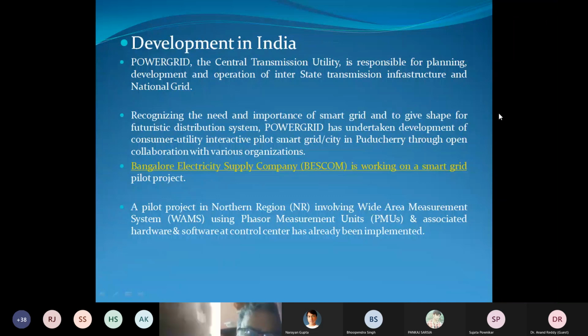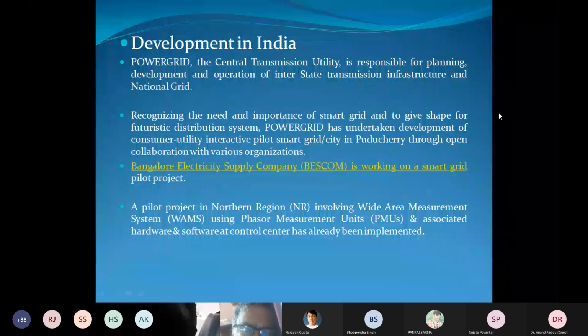There is no problem. Recognizing the need and importance of smart grid and to give it shape, I have written one book on smart grid also. You can read that book. Get one copy in your library. New Age, 2019. Futuristic distribution system.